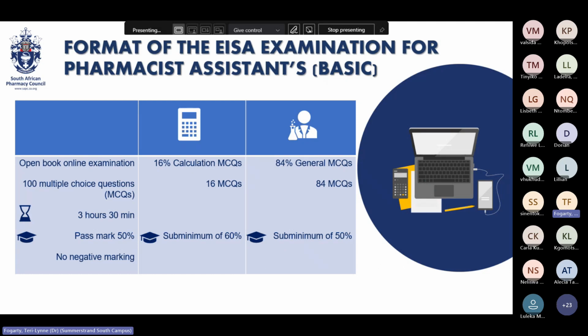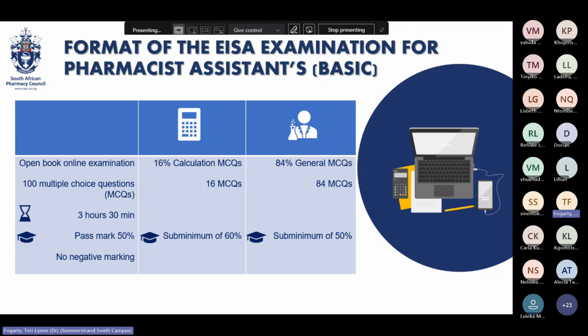And for those of you that are basic assistants wanting to transition into the new occupational certificate for post-basic assistants, this is that transition. You need to pass this exam to be able to register for the occupational certificate for post-basic assistants. This exam for the basic is 100 multiple choice questions. They are also referred to as single best answer questions.